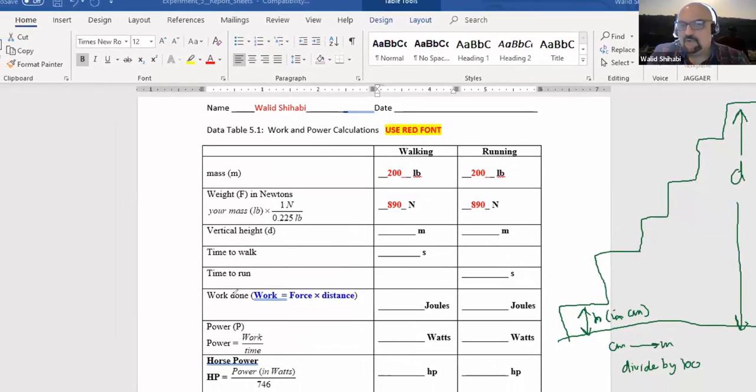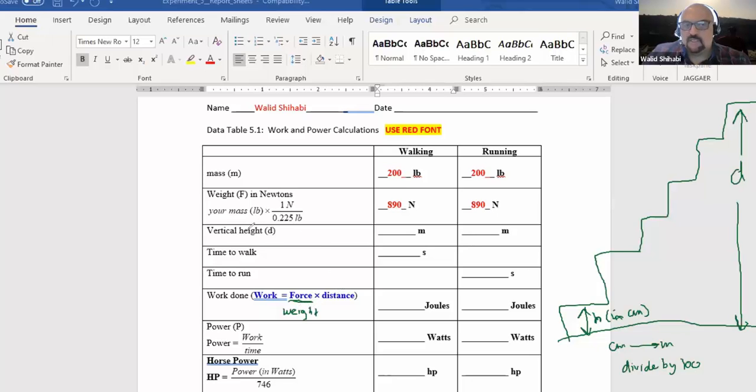So to calculate the work, you have to multiply your force. And remember, when you are running up a flight of stairs, you are applying force equal to your weight because you are lifting yourself. So the force here represents the weight, okay? This force here represents your weight.